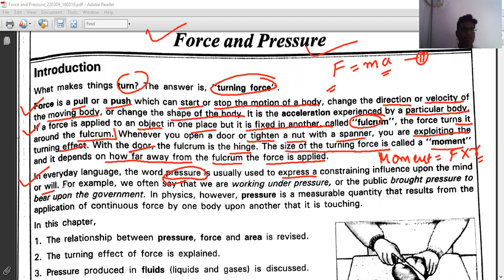So in everyday language, the word pressure is used to express a constraining influence upon the mind or will. For example, we often say that we are working under pressure, right? So the public brought pressure to bear upon the government.